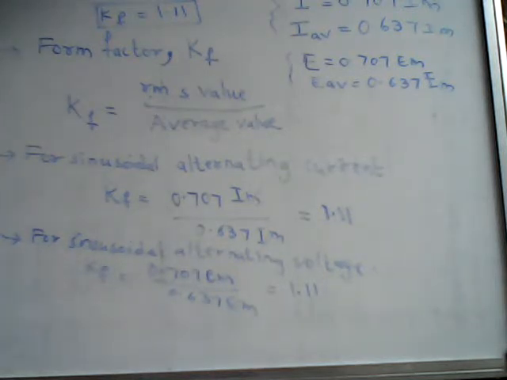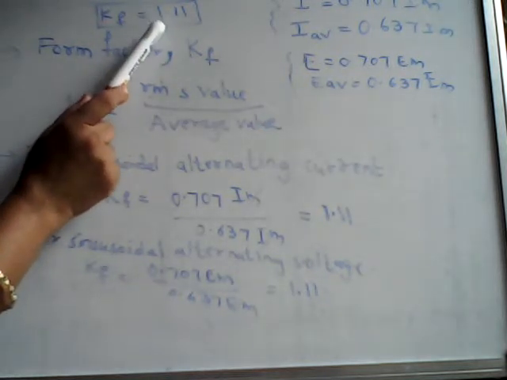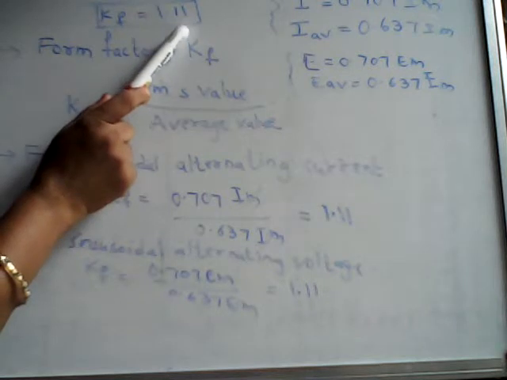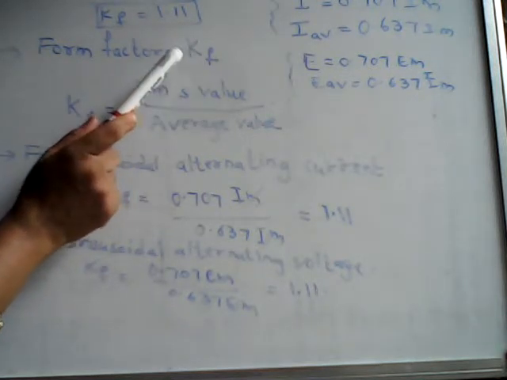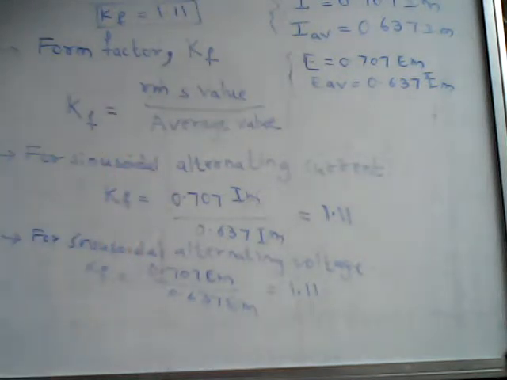So how we are going to express this is form factor, which is given by Kf, is the ratio of RMS value to average value, and this is equal to 1.11. The RMS value will be 1.11 times its average value. So this is how we can define the form factor. And the last topic that is left is crest factor, peak factor, or amplitude factor.